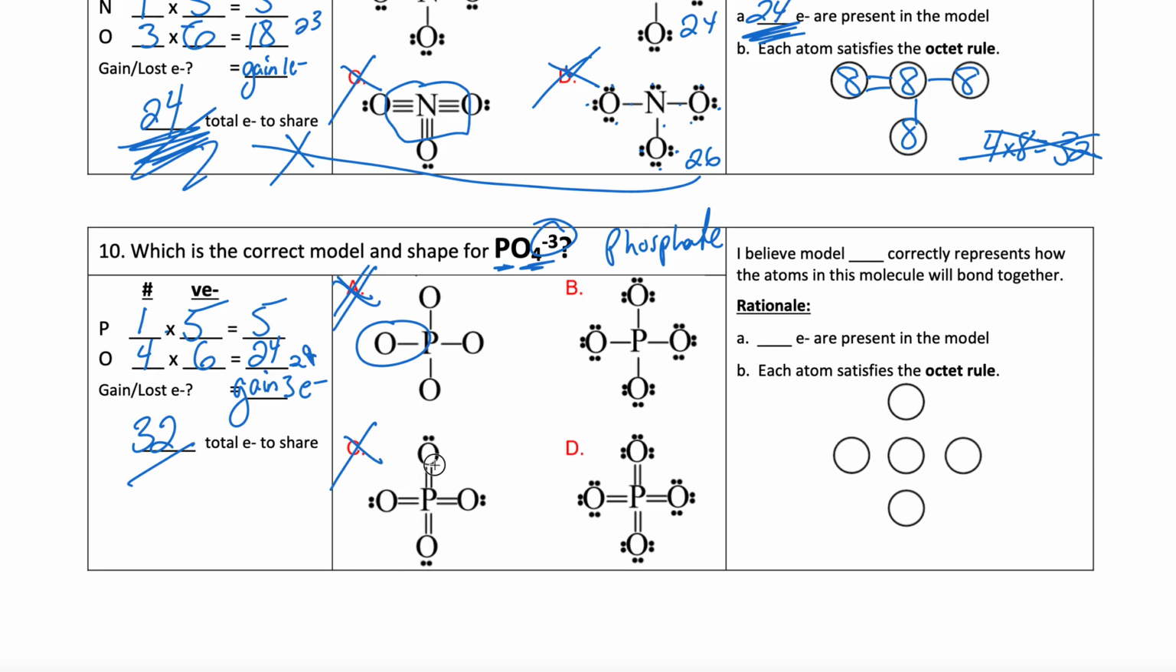The crazy phosphorus in the middle has double bonds all around. 2, 4, 6, 8, 10, 12, 14, 16. That's wrong. Big time. B, this oxygen has 8. This one has 8. This one has 8. This one has 8. 6 unshared plus 2 shared. All the oxygens look great. And look at the center atom. All those single bonds. 2, 4, 6, 8. Everybody's got 8. B looks great.